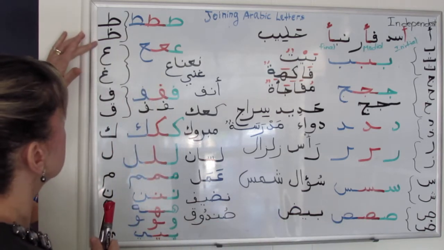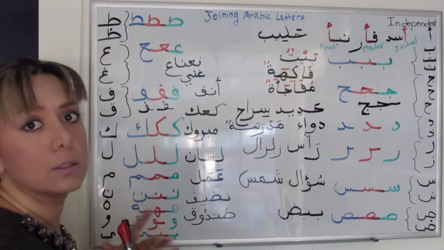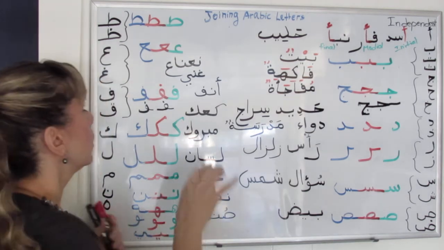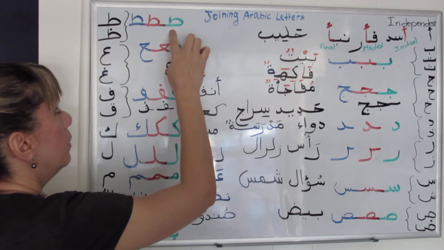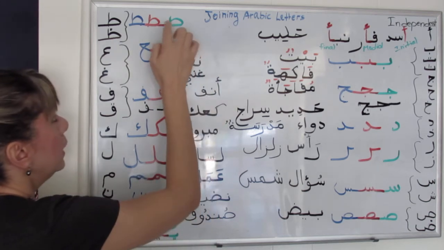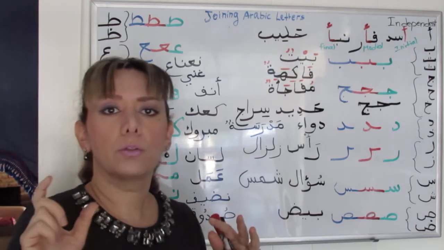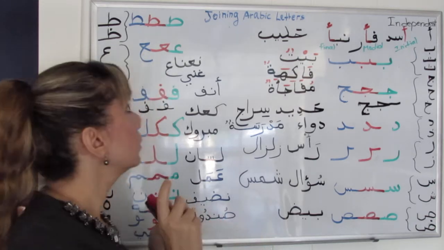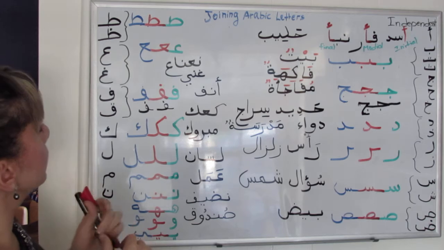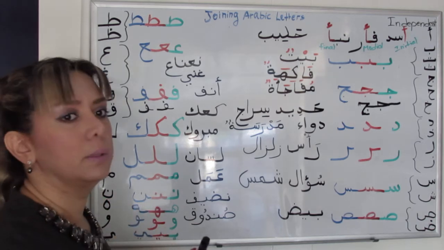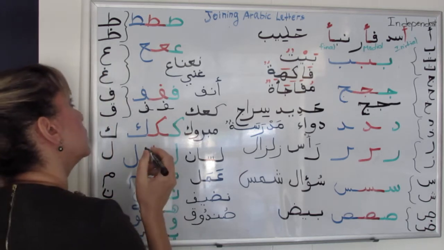Ta and dad, they don't have any loops. Very easy to connect these ones. We keep the same shape in the beginning and the middle and the end. Tha also the same way, like tha. Let me give you some examples.